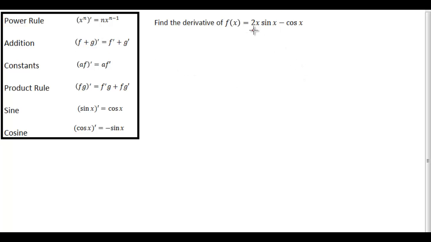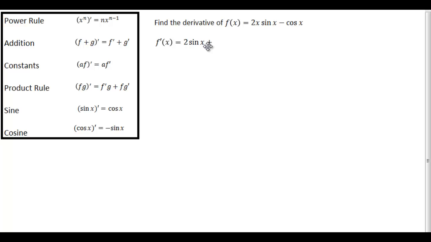So let's take a look at the first piece, 2x times sine x. Well, that's a little bit more complicated because I've got two functions of x multiplied by each other, and for that we need the, what's it called? Yes, that's right, the product rule. Alright, so the product rule says we take the first function, differentiate it: the derivative of 2x is 2, right? So far I have that.